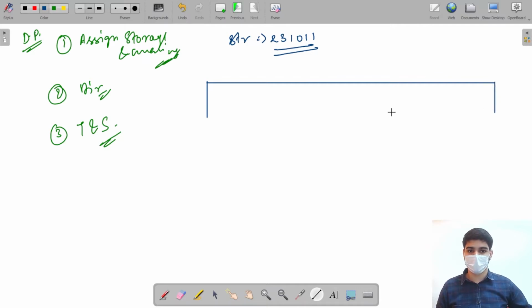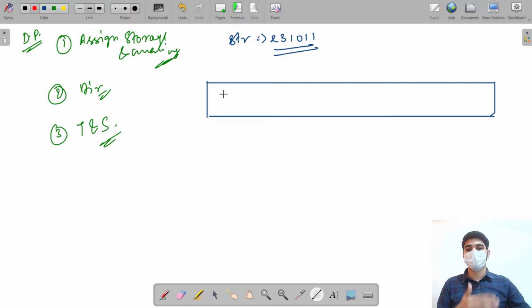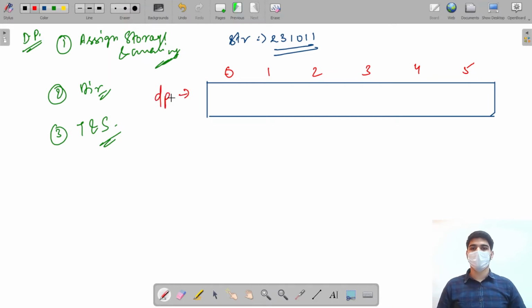Let's make a dp over here. Right, this is my dp and this would be of size 6. So the indexes would vary from 0 to 5 as the size is 6. Okay, 0, 1, 2, 3, 4 and 5. Okay, so this is my dp. Now let's talk about the meaning of the dp, right? Let's draw intersections over here.